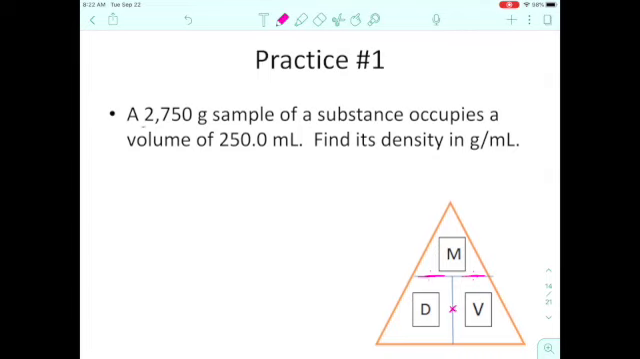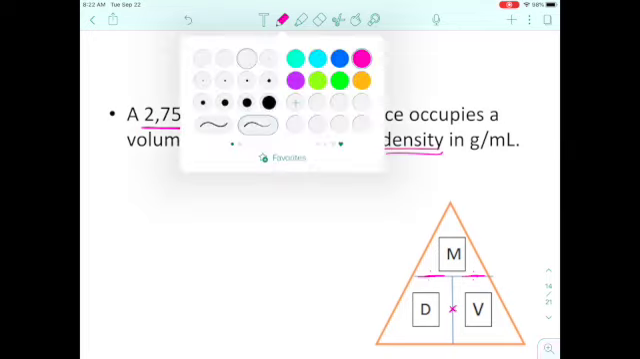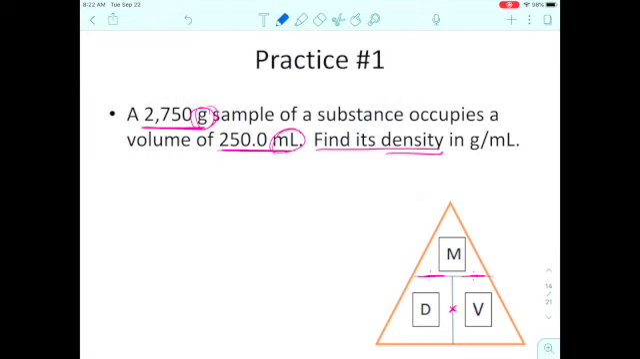Okay, so a 2,750 gram sample. I like to do some underlining and looking at the units. So there's a number, here's a number, and I always try to focus on what it's asking me to find. Here it says find its density. So I'm going to cross density off. So I know I'm going to do mass divided by volume.